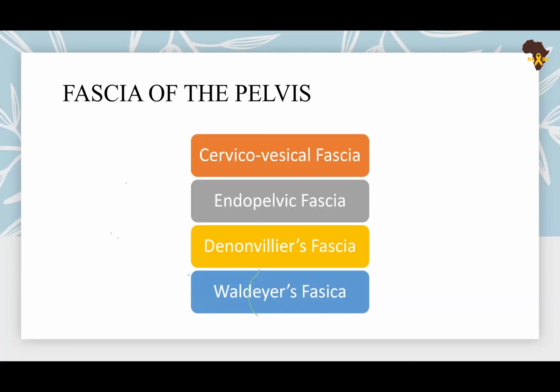Now we go to the fascia. So we have covered the spaces. We are talking now of the fascia. We have the cervicovesical fascia of importance. We have the endopelvic fascia. We have the Denonvilliers fascia posteriorly and the Waldeyer fascia of the rectum.